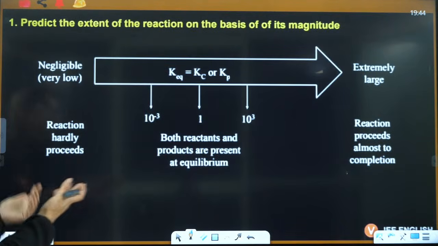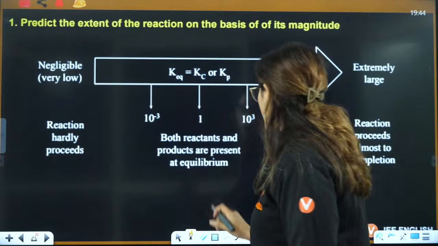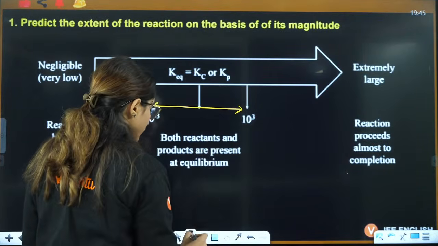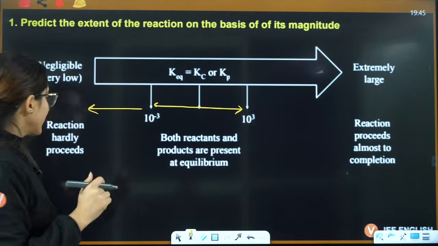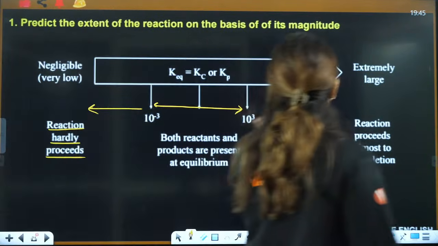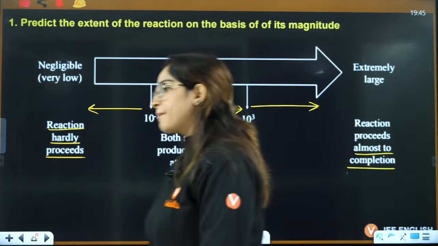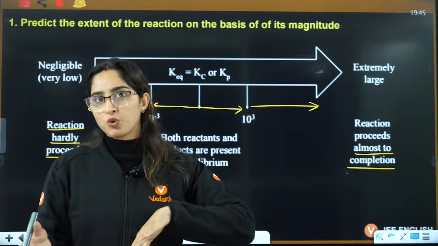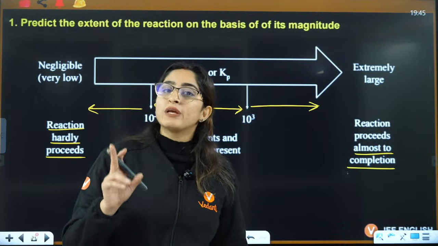Then predict the extent of reaction. One more thing you have here, that is the same, just the way of writing it is different. If it is in between 10 raised to power minus 3 and 10 raised to power 3, then we can say it is both product and reactant favorable. If it is less than 10 raised to power minus 3, then it will be reactant favorable. The reaction hardly proceeds, it is very slow, right? But if it is greater than 10 raised to power 3, then the reaction is almost towards completion. So if it is between 10 raised to power minus 3 and 10 raised to power 3, reactants and products both are there. If it is less than 10 raised to power minus 3, it is not even moving. If it is greater than 10 raised to power 3, then we can say it is very fast.